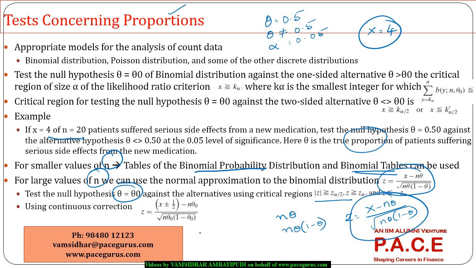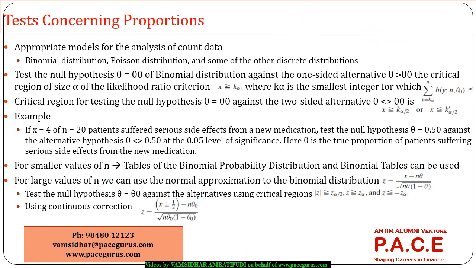If I am going with a two-tailed test, I'll look at it as mod z greater than or equal to z alpha by 2. If I'm going with a one-tailed test, I'll look at z greater than or equal to z alpha, or z less than or equal to minus z alpha. And in some cases, I would also prefer going with a continuity correction as well. Instead of taking the x as it is, I'll take it as x plus or minus 1 by 2. This is what we are calling a continuity correction.